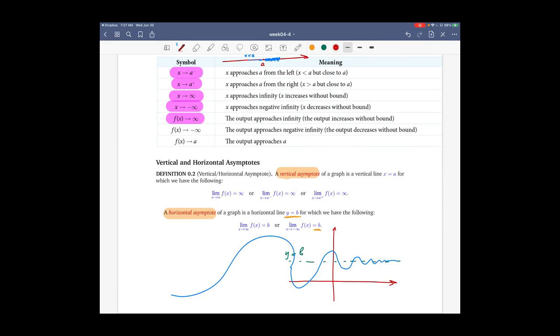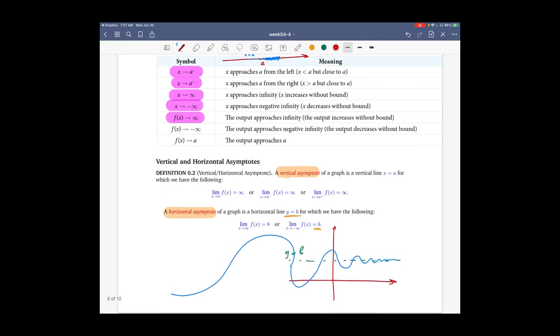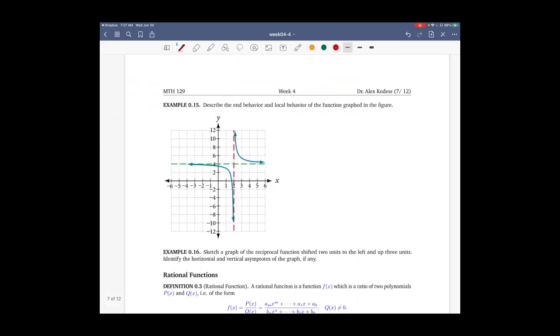Vertical asymptotes, that's where your function blows up. That's where the limit is infinite, either two-sided or a one-sided limit. And a horizontal asymptote, that's a special horizontal line to which your function approaches at either positive or negative infinity. Let us look at some examples.